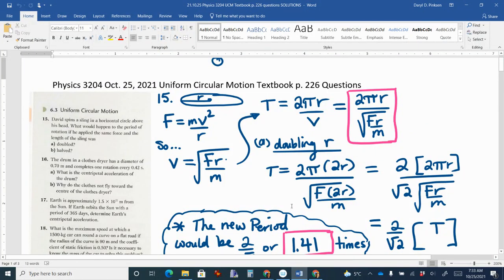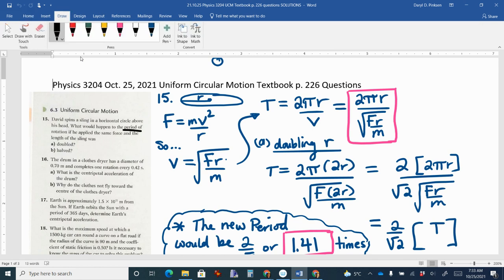Well, these are the solutions to the questions on page 226. I'm just going to walk through them here, see if I can make them make a little bit more sense. So here, David spins a sling in a horizontal circle above his head. What would happen to the period of rotation, the T, if he applied the same force and the length of the sling was doubled? That means that the r is going to go to 2r. And here, halved, the r is going to go to 1/2 r.